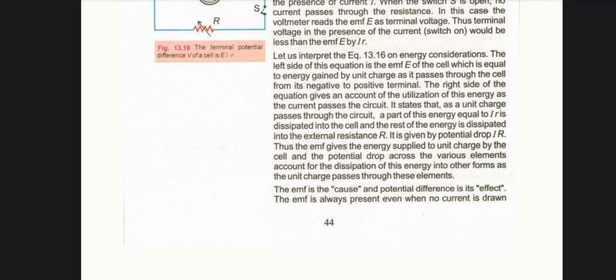Let us interpret equation 13.16 on energy considerations. The left side of this equation is the EMF of the cell, which is equal to the energy gained by the unit charge as it passes through the cell from its negative to positive terminal. The right side of the equation gives an account of the utilization of this energy as the current passes through the circuit. It says that as the unit charge passes through the circuit, part of this energy, equal to Ir, is dissipated in the cell and the rest of the energy is dissipated in the external resistance R, given by the potential drop IR.